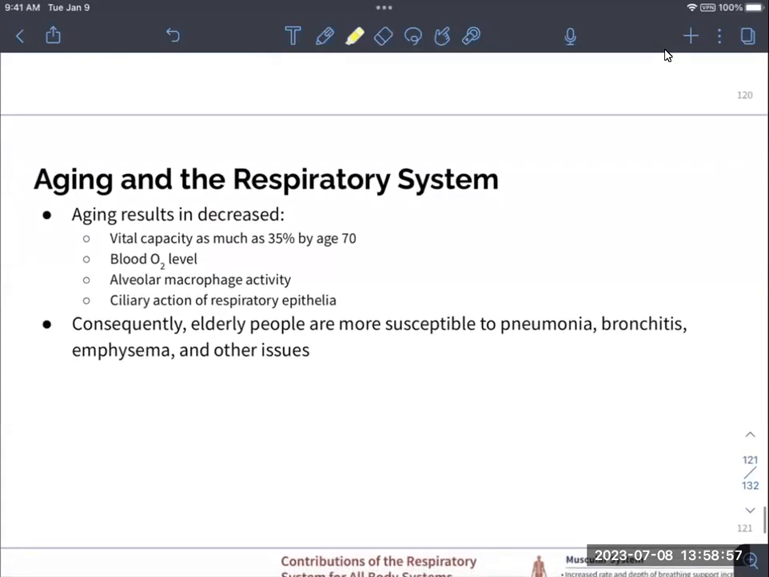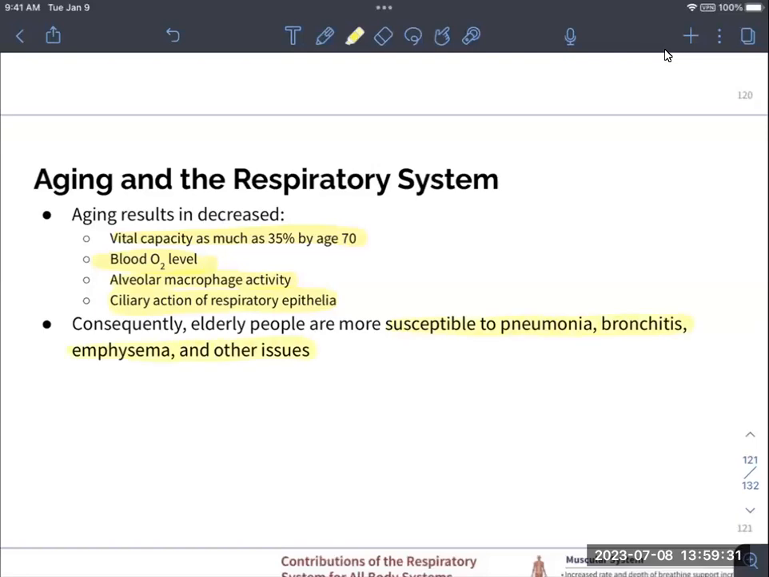And on the other end, when we get older, we have decreased vital capacity. Our blood oxygen levels decrease. Alveolar macrophages are not as efficient. That ciliary movement, that cilia moving that mucus away from the lungs to the back of the throat, is not as efficient either. Elderly people are more susceptible to different respiratory issues or diseases.